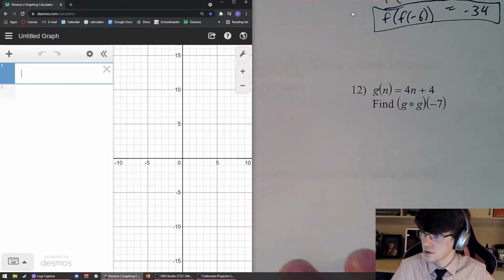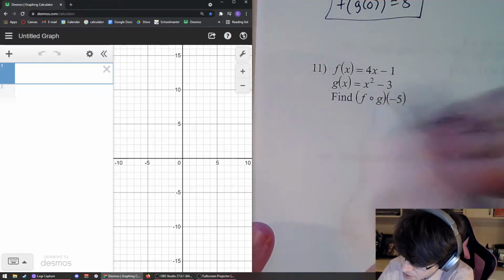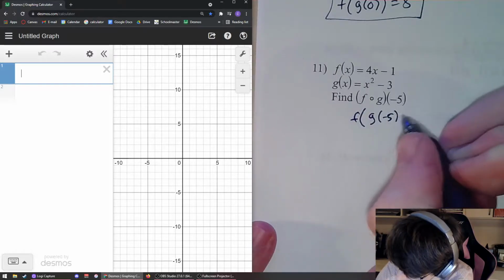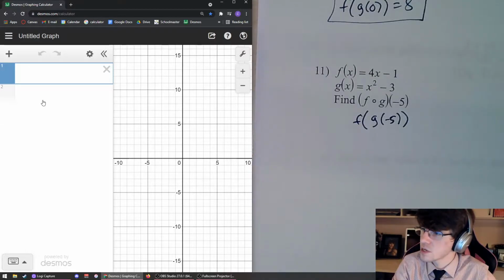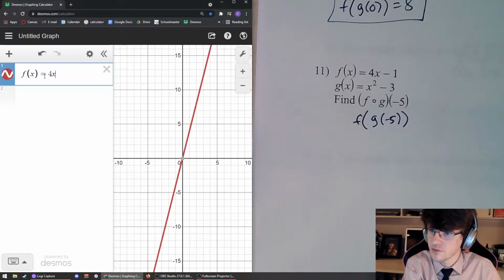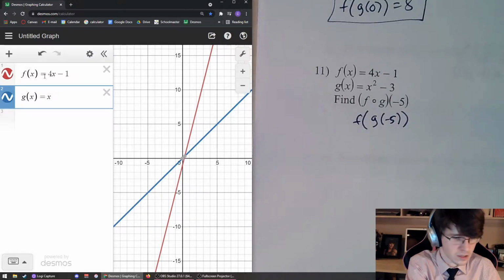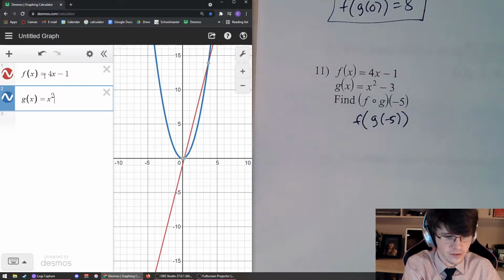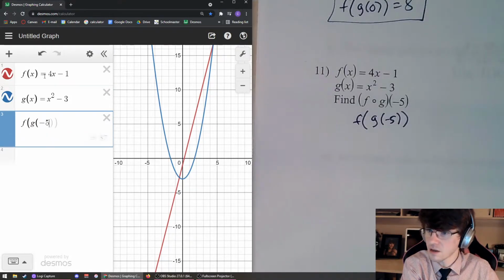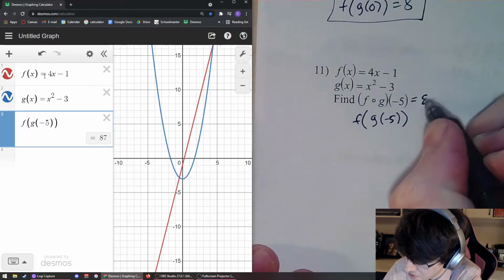All right, so we are looking to do this guy right here. Before we start, we have to remember what f in that little circle means. It means f of g of negative 5. And on this one, you can actually just type in the whole thing, and it will literally do it for you. F of x is 4x minus 1. G of x is x squared minus 3. And if we type it in as it appears, f of g of negative 5, boom, work is done for us. It tells us the answer right away is 87.